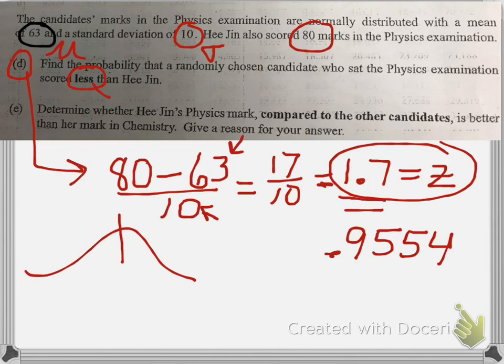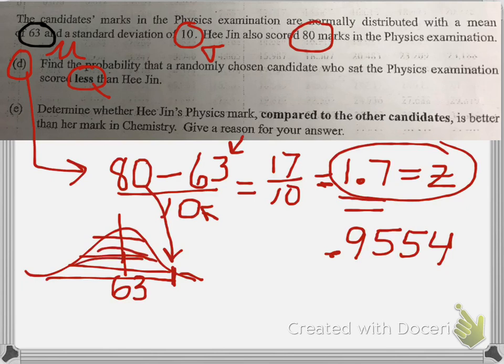Here's a picture. Here's 63. Here is 80 right here, and we want less than. Look at all that area shaded there. This answer really makes sense.